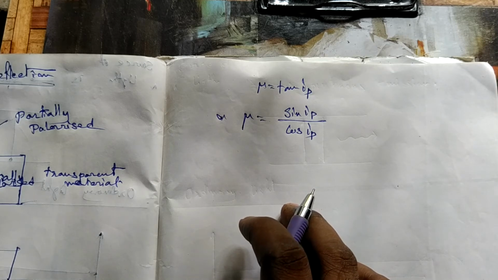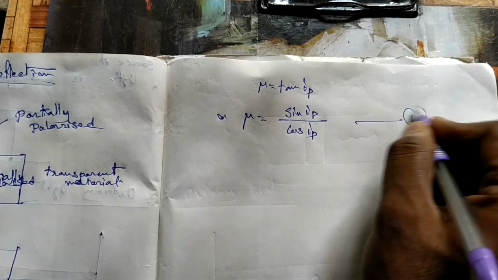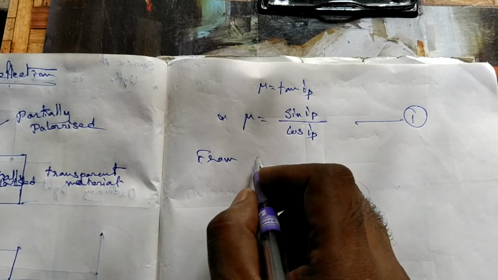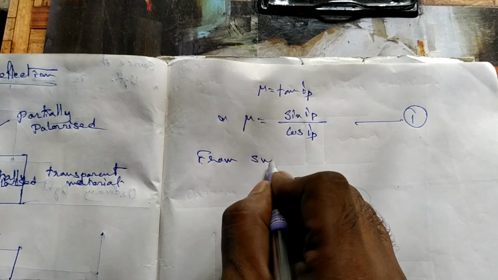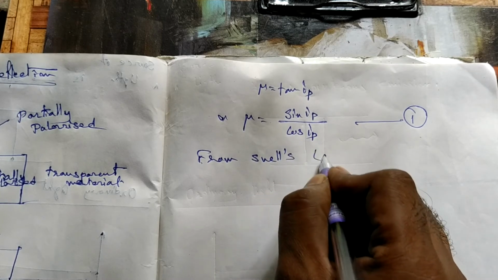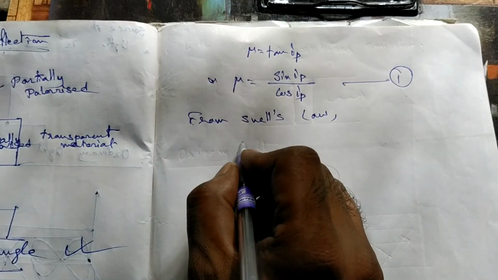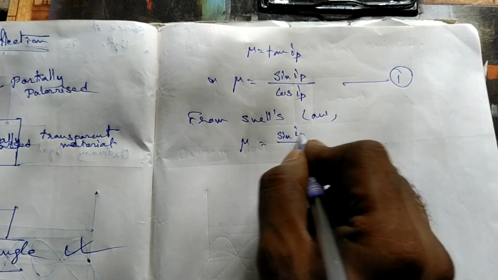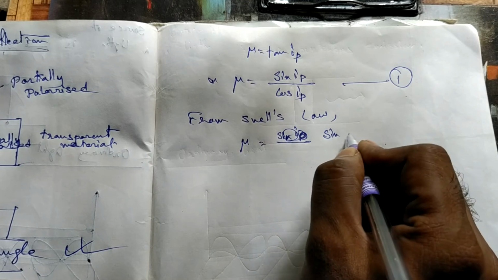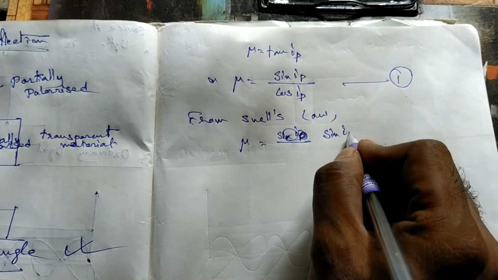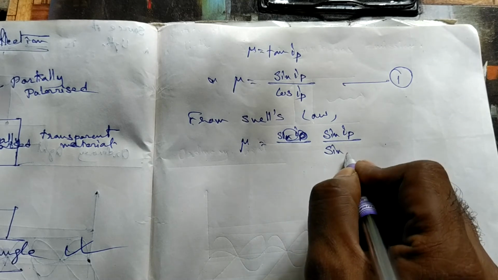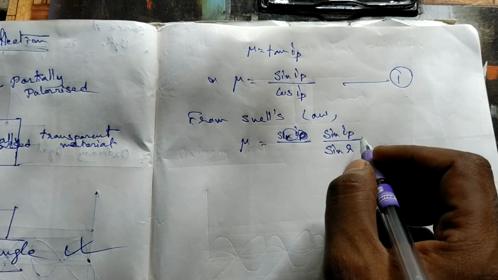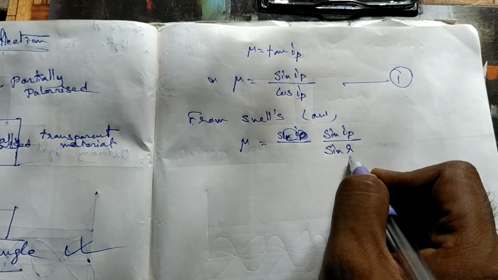This is actually sin R from Snell's law. This is equation 1. Please clarify the mistake in my PDF note. From Snell's law, I am right here that sin P by sin I actually, but it is obviously sin P by sin R.